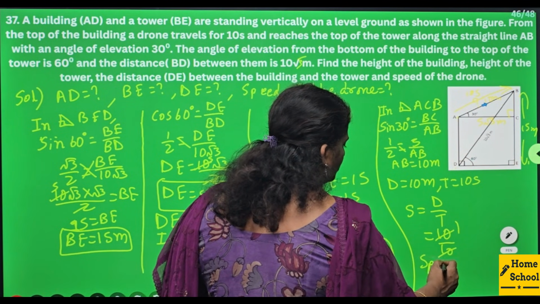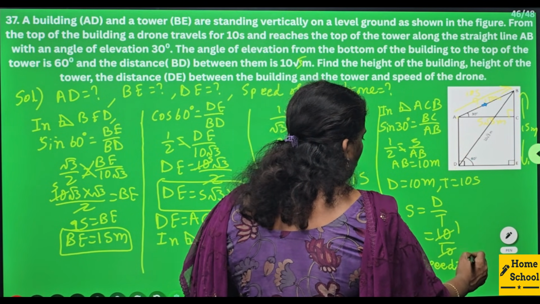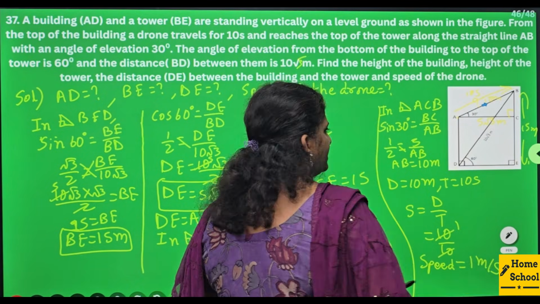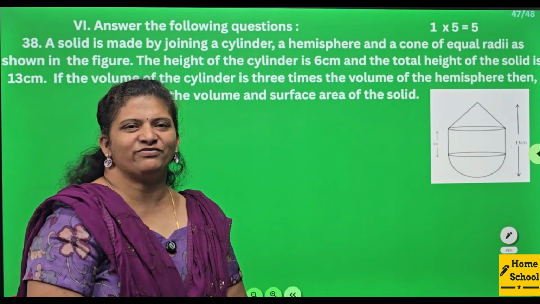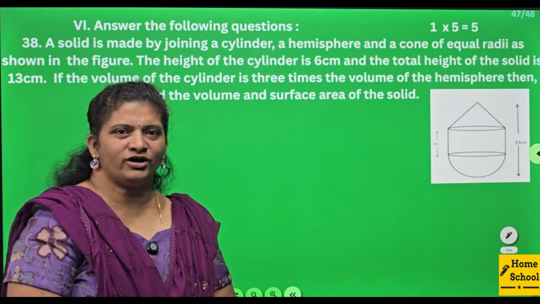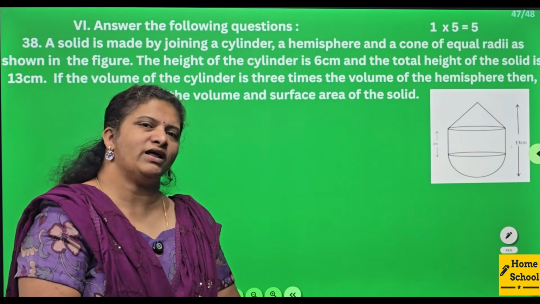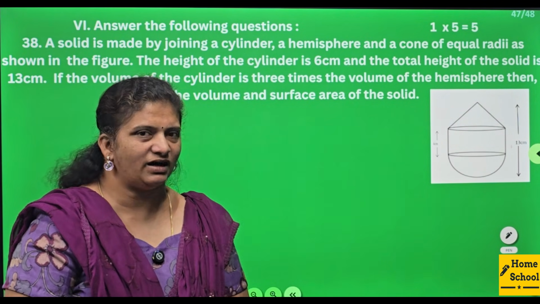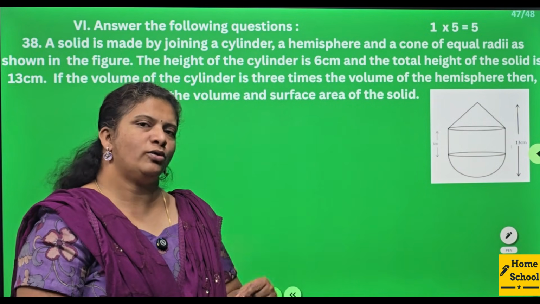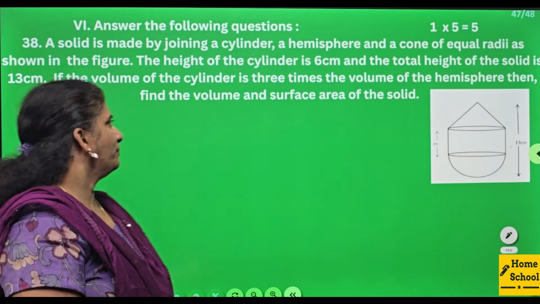Therefore, speed of the drone is equal to 1 meters per second. With this, we complete 5 main, 6th main. Answer the following questions. You are going to have only one question. Each carries 5 marks. And among this question, you will be having an OR choice also.